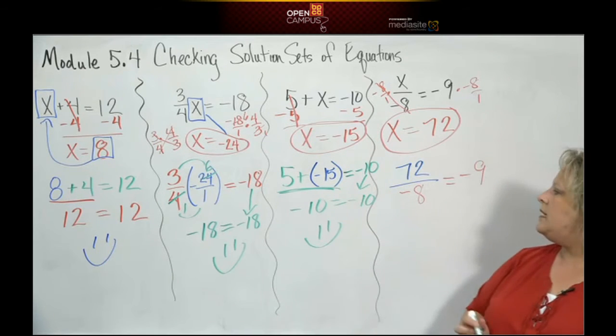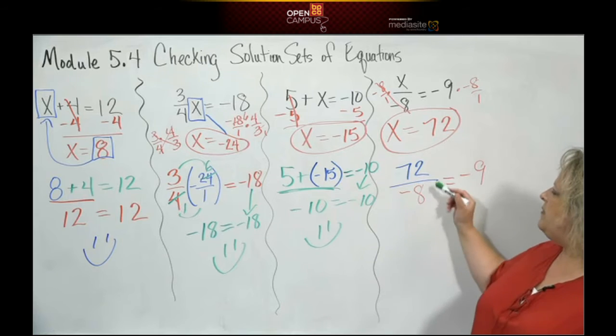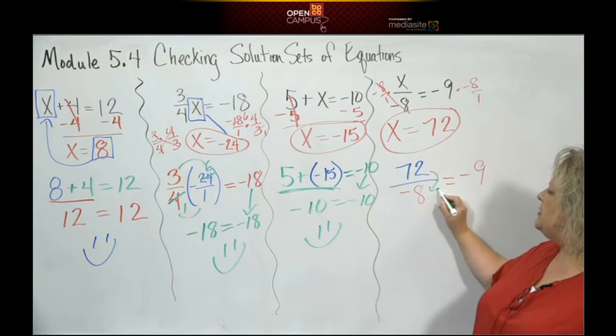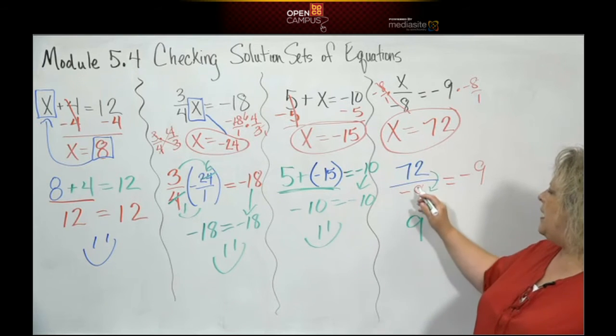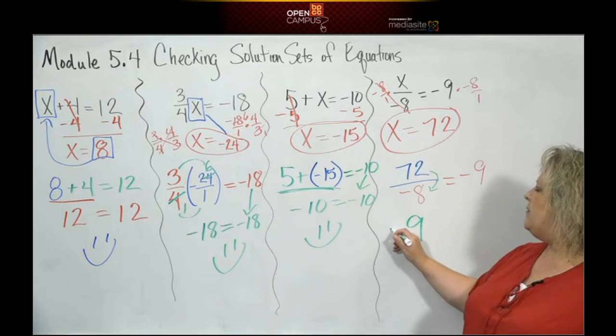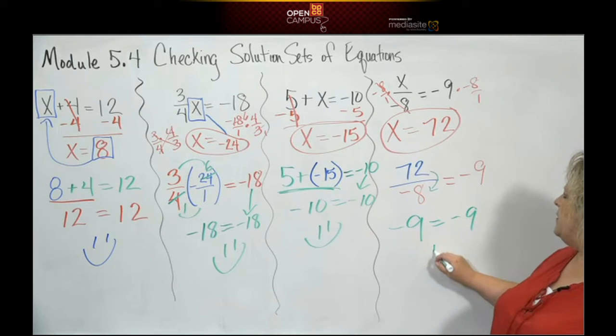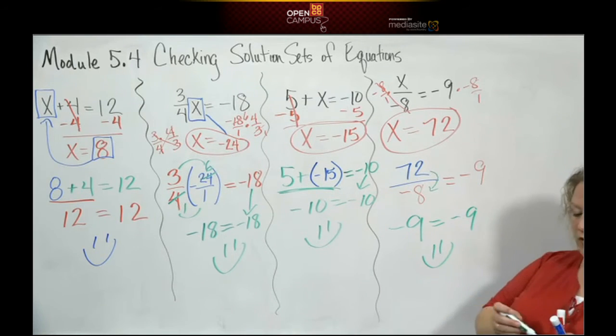All right. So now the last thing is to check this. So I have a 72 divided by -8. Well, 72 divided by 8 is 9. And then a positive divided by a negative is a negative. And look at that. We have scored 4 out of 4, 100%.